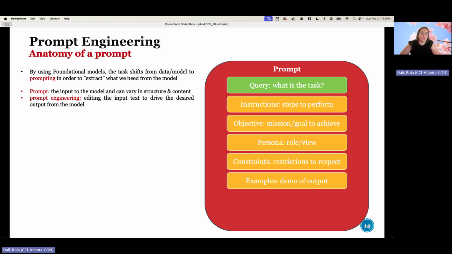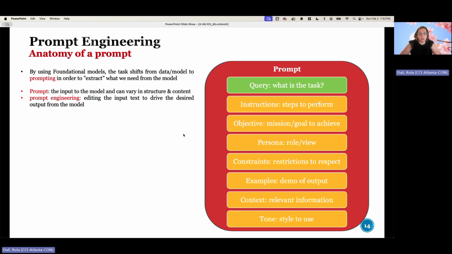This is where zero-shot, one-shot, or few-shot learning comes in. You give it an example and it tries to mimic it. You can give it context, so more information. Or you give it tone. There's a lot more that you can do. But what I want you to know is that, again, this model is huge. It's seen a lot of information. You're trying to get a very specific response out of it. And so the more well-formed your prompt is, the higher your chances of success.